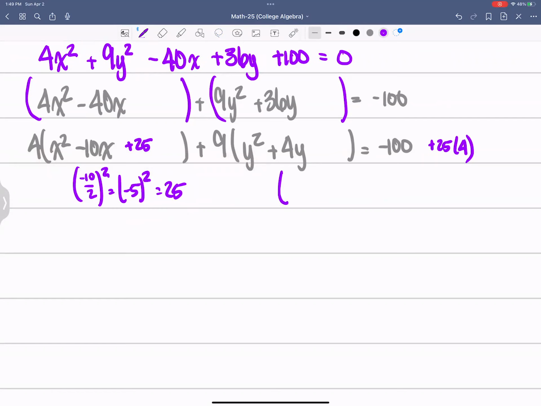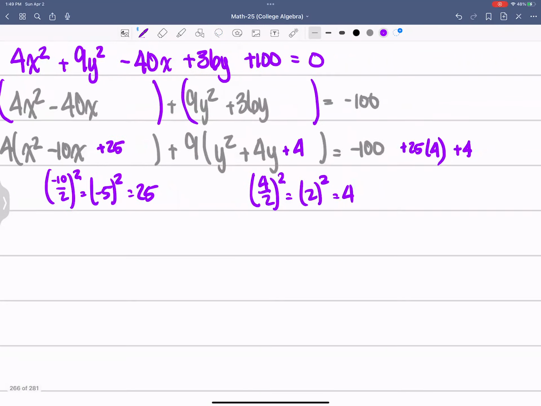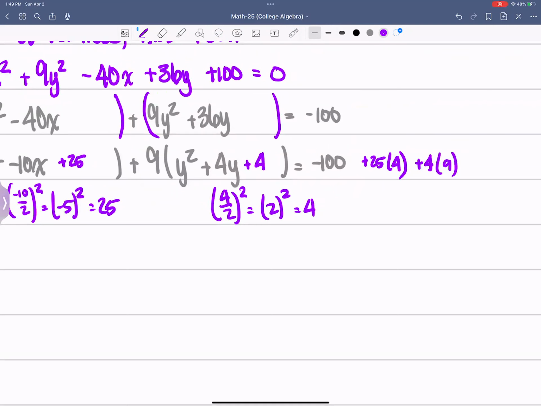Now we're going to do the same thing over here. Half of b, squared. In this case, b is 4. 4 divided by 2, squared, is 2 squared, which is 4. Since we have that equal sign, we add 4 in here, and we're also going to add 4 over here. But similarly to the 25 being multiplied by 4, this 4 is being multiplied by 9. So to keep everything the same, we also have to multiply this one by 9.